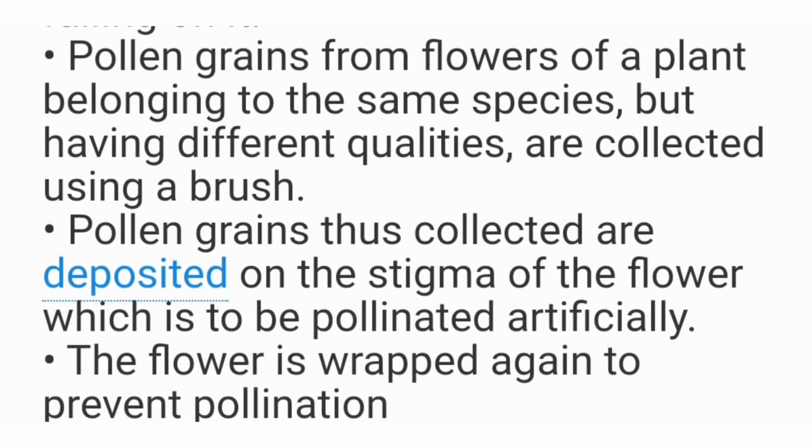Pollen grains from flowers of a plant belonging to the same species but having different qualities are collected using a brush. Pollen grains thus collected are deposited on the stigma of the flower which is to be pollinated artificially. The flower is wrapped again to prevent pollination.